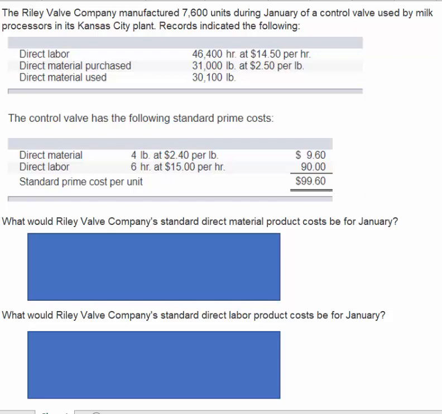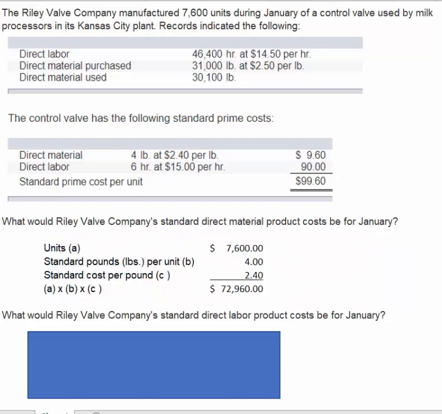So the standard prime cost per unit is $99.60. Okay, the first question asks us, what would Riley Valve Company's standard direct material product cost be for January? Now, let me remove this so you can see the solution. Okay, and now you see how we come up with that. You take the 7,600 units times the standard pounds per unit times the cost per pound. And when you multiply that out, you'll come up with 72,960 as the standard direct material product cost.